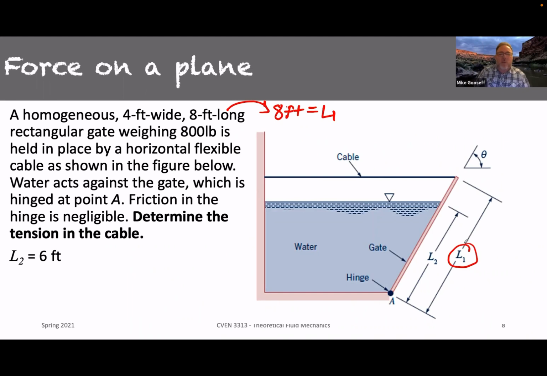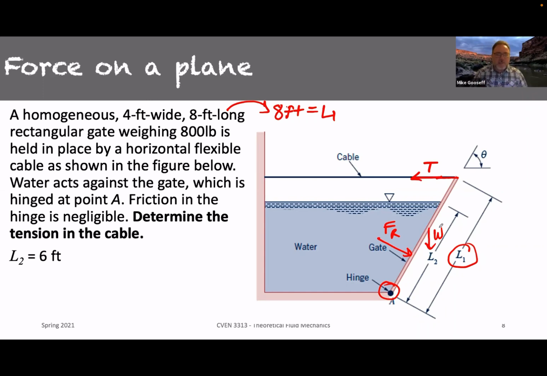A rectangular gate weighing 800 pounds is held in place by a horizontal flexible cable as shown in the figure. Water acts against the gate, which is hinged at point A. So down here at the bottom, we have the hinge. Friction in the hinge is negligible. The question is, determine the tension in the cable. In other words, what is the force acting in the direction to the left here such that it offsets some FR acting in this direction and the weight of the gate itself.